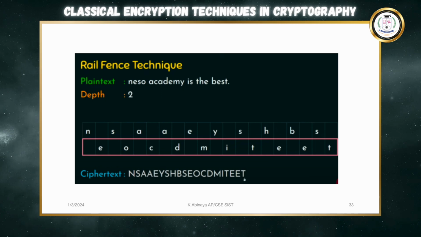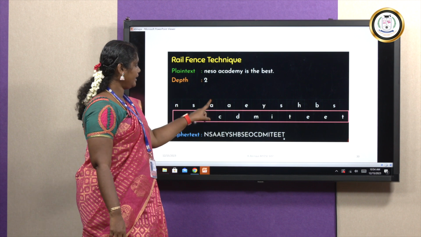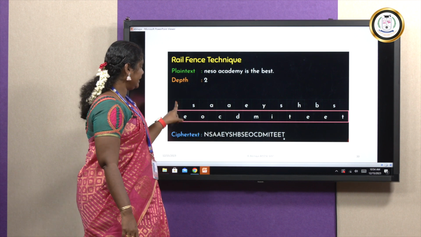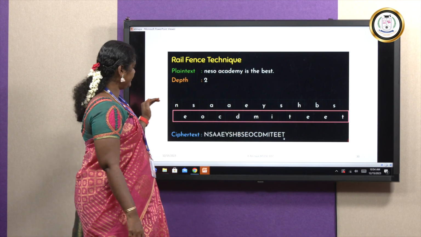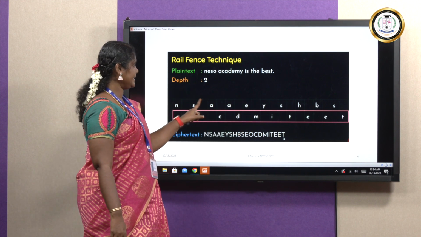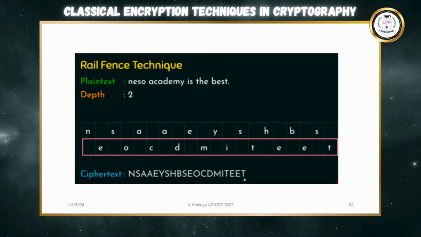Here also, Niche Academy is the best. With depth 2, we write in a zigzag way: N-E-S-O-A-K-A-D, Niche Academy. In the first line, whatever letters we have: N-S-A-A. After that, in the second line we have E-O-C. So like that we are finding the data.